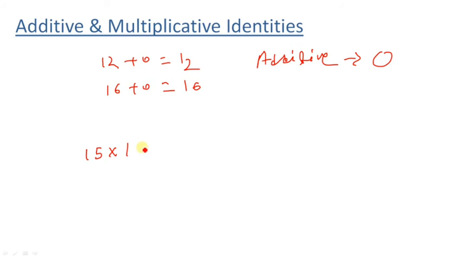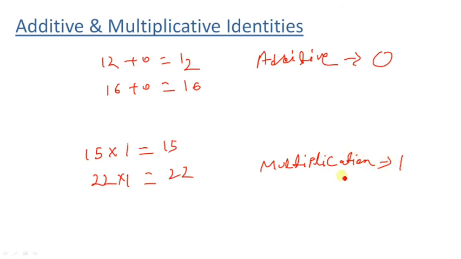The result will be same, 15. Now suppose I write 22 into 1, what will be the result? The result will be same, that is 22. It means when 1 is multiplied with any number, the result remains the same. So multiplication identity, always remember multiplication identity is 1. It means when 1 is multiplied with any number, the result remains always the same. Okay. So you have to remember two things: additive identity and multiplication identity. Okay. So additive identity is 0 and multiplication identity is 1.